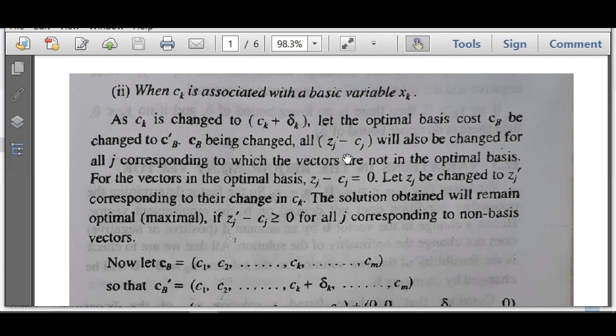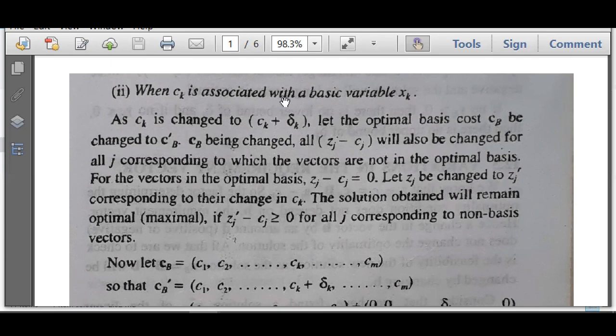Now, corresponding to the non-basic part of the optimal basis, let Zj be changed to Zj dashed, corresponding to the change in Ck. The solution obtained will remain optimal, here maximal, obviously, because it is a maximization problem. So if Zj dash minus Cj is greater than or equal to 0 for all j corresponding to the non-basis vectors, then only can we say that the optimality of the solution is maintained.